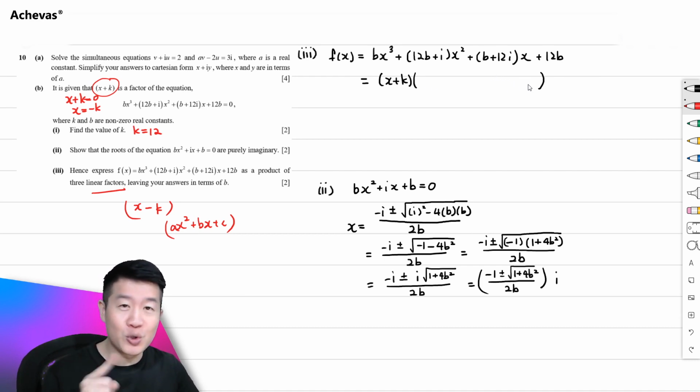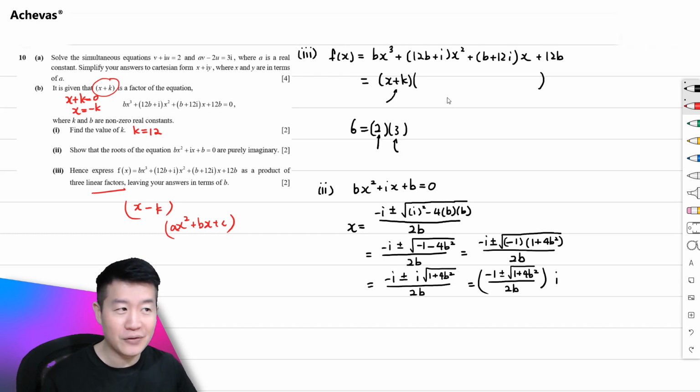It is going to be a quadratic factor because we have an x to the power of 3. So this must be a quadratic expression. It's like 6 is equal to 2 times 3. That means 2 is a factor, 3 is also a factor. So this is a linear factor. This is going to be a quadratic factor.